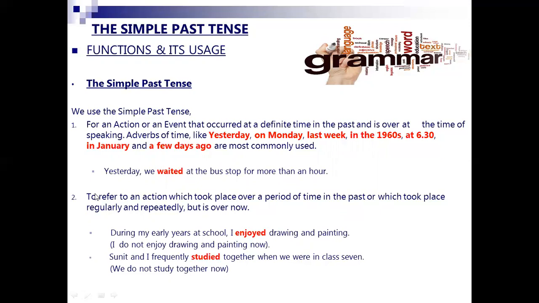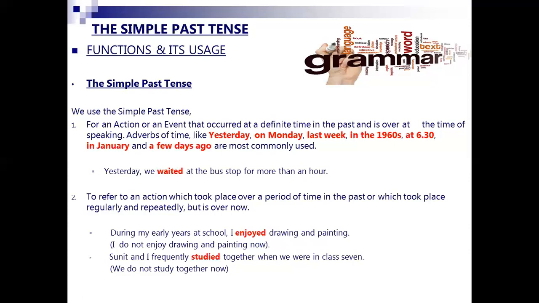Now, the second one is to refer to an action which took place over a period of time in the past, or which took place regularly and repeatedly but is over now. See, the action which took place over a period of time in the past, and which was happening regularly and repeatedly, but it is over now. It is not going on now. It was in the past.